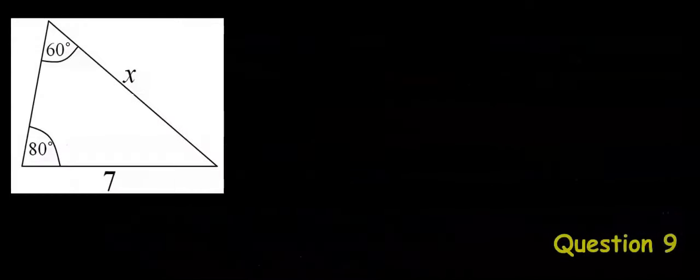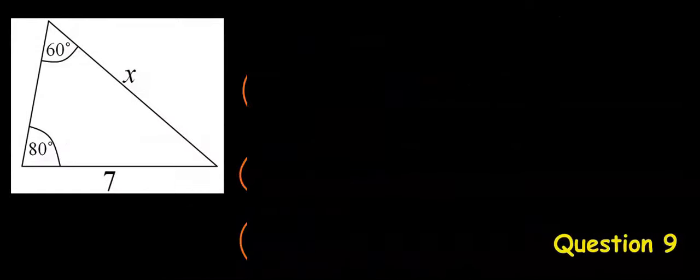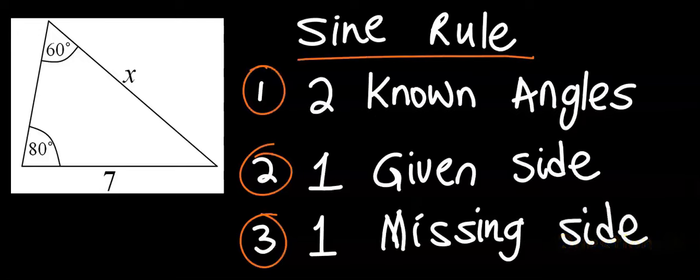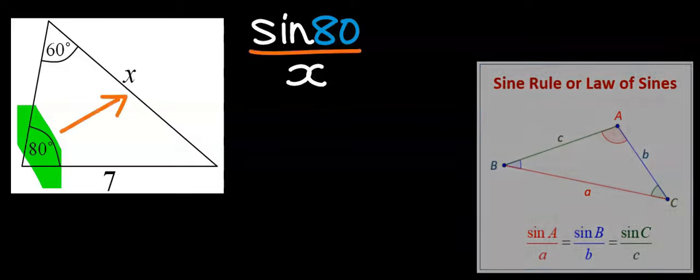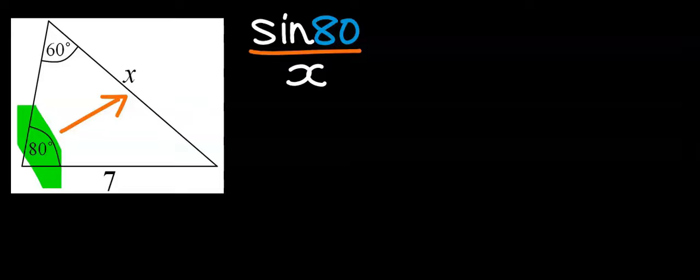Another condition to apply the sine rule: when you have two known angles, one given side and one missing side. If one side is in meters, then the other side will also be in meters. But in this question, we don't know the unit. We're going to start with sine of a known angle divided by the value of the side facing the angle, and here it is x.